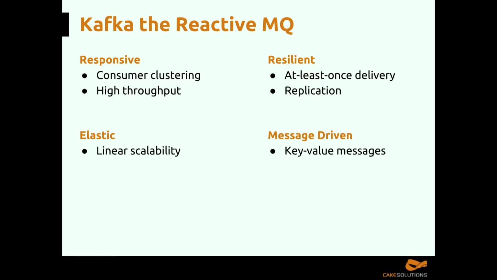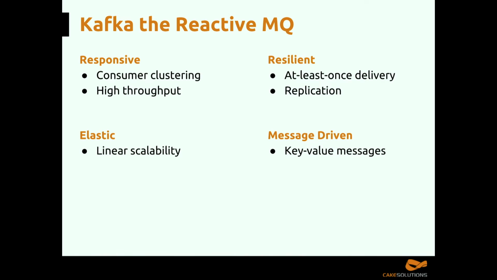So we've looked at some of Kafka's key characteristics that provide the reactive capabilities we require: responsiveness, resiliency, elasticity, and its message-driven nature. So now let's shift our focus onto the consumer applications. Let's see how we can actually extend these sort of features into these consumer applications.